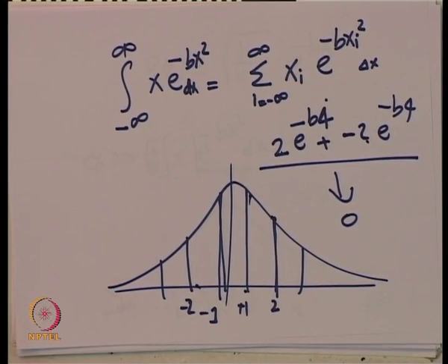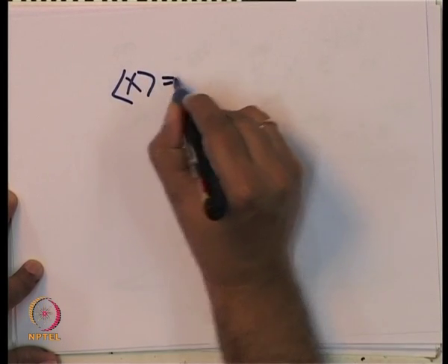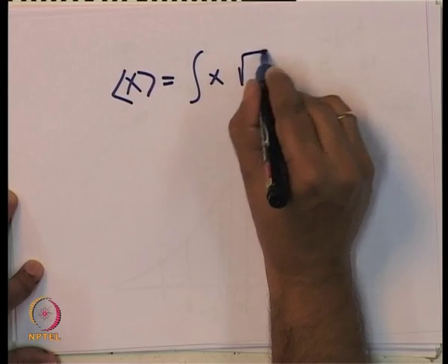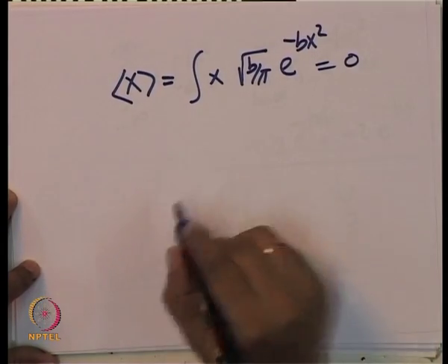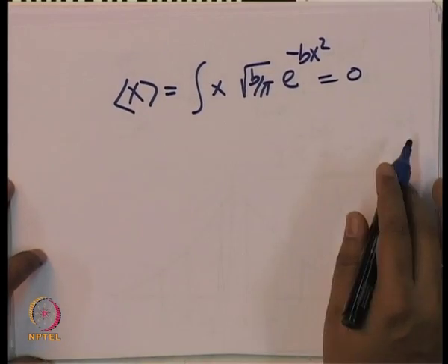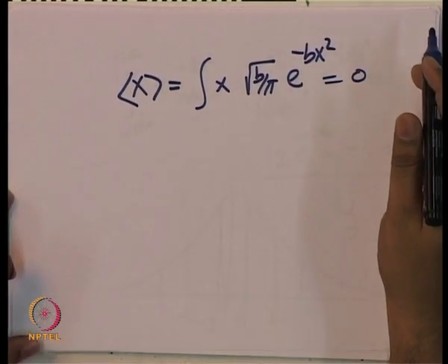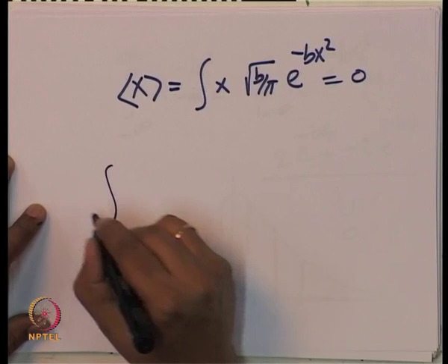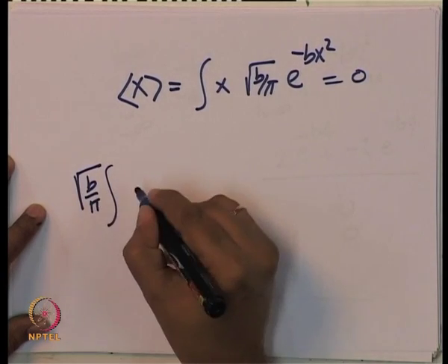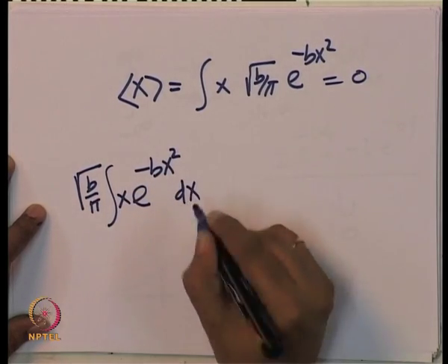So, it turns out that the x average, which is the integral of x root of b by pi e power minus b x square, is 0. Now, there is a rigorous way of showing this, which is actually not very difficult at all, so let us do it the rigorous way. What we want is root of b by pi e power minus b x square x dx.